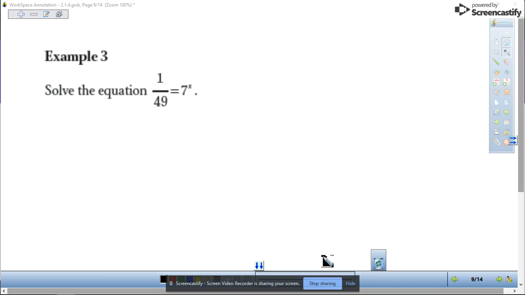All right, example 3 and 4 here. Solve the equation here. So again, I might want to use the reflexive property just so I can have my x on the left side. If you choose to do that, that is completely up to you.